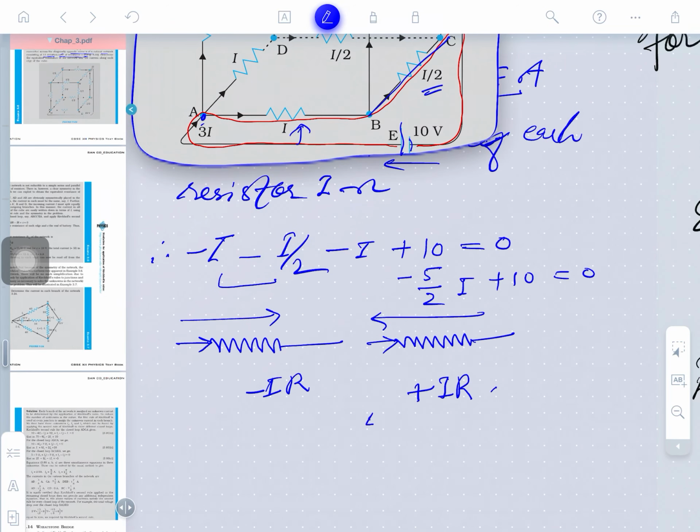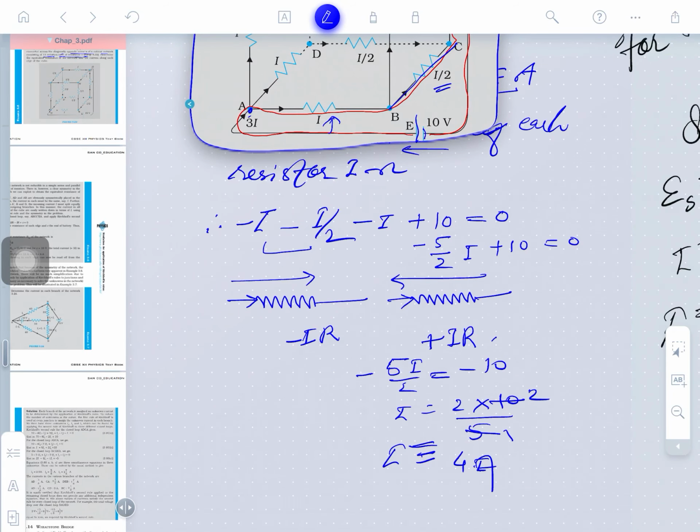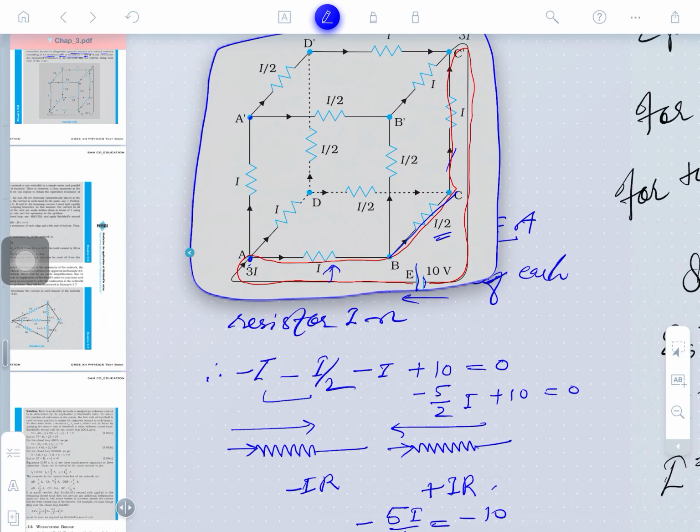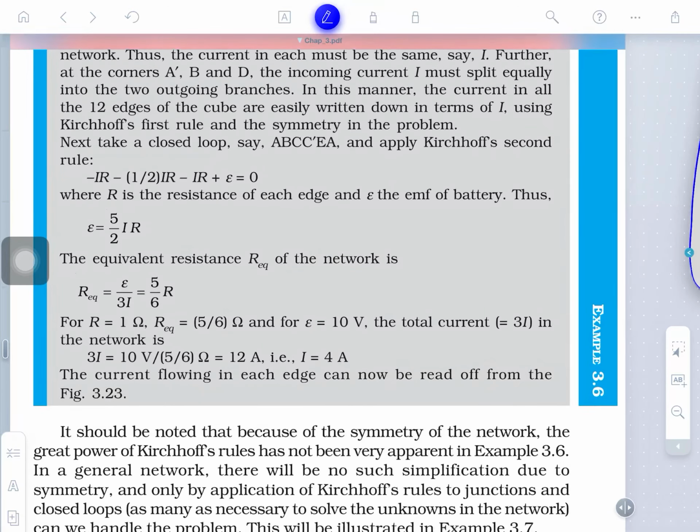So you will take 5I by 2 is equal to minus 10. Here it will be negative, so I is equal to 2 by 5, to be solved, 5 1 is 5. So what is coming here? I is coming 4 ampere. So 4 ampere current is drawn. If the 4 ampere current is drawn, what is the current drawn from the cell? 12 ampere current is drawn here. So your answer is, I is 4 ampere.